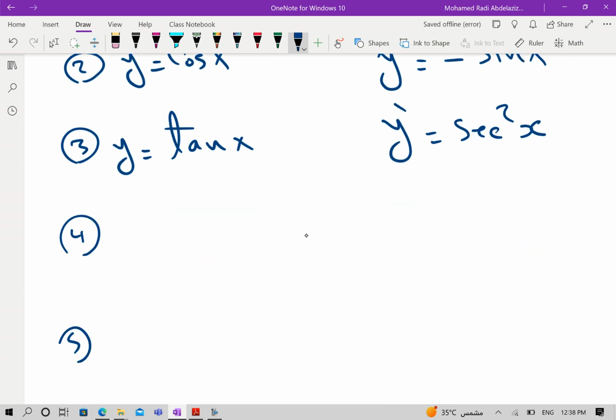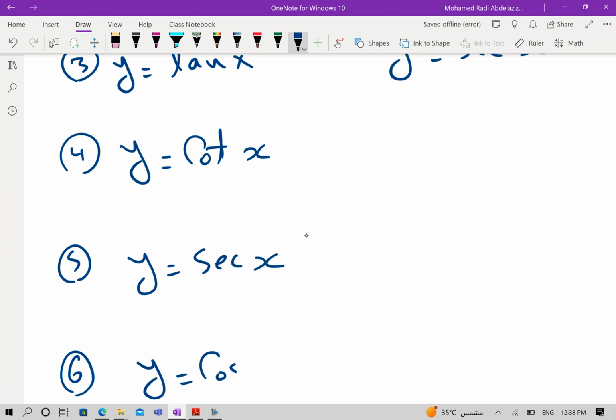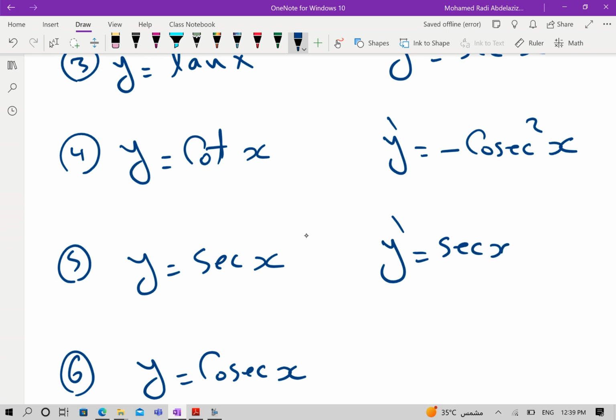4, 5, and 6. Y is cotan x. Y is sec x. Y is cosec x. So y dash is the differentiation of cotan, negative cosec squared x. Differentiation of sec, sec x tan x. Differentiation of cosec, negative cosec x cotan x.